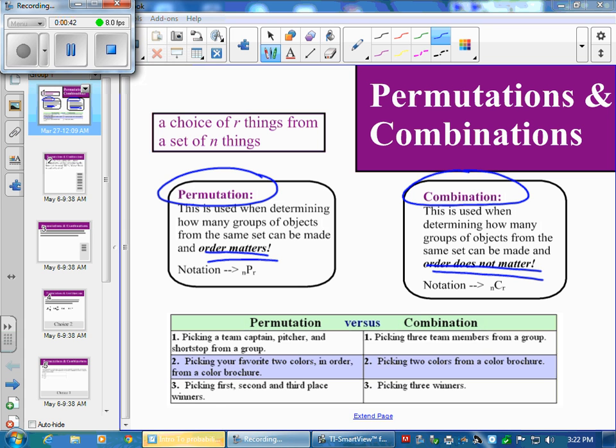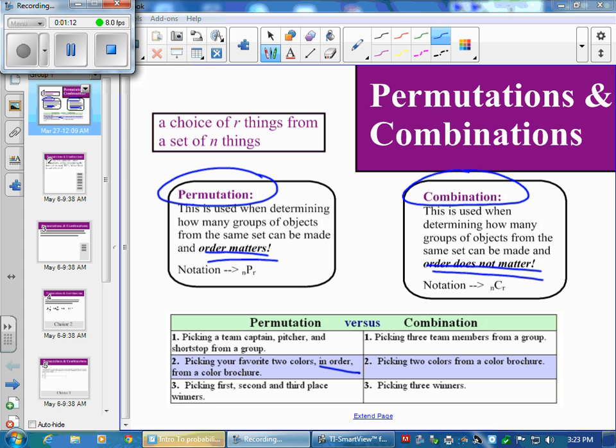If we're talking about a permutation, this would be picking a team. If you're picking, let's say, a captain, a pitcher, and a shortstop from a group of your entire team, that would mean order matters. It matters if you're in the captain position, the pitcher position, or the shortstop position. If you're picking your favorite two colors, but you're saying one is your first favorite color, one is your second favorite color in that order, that would be a permutation. Or first, second, and third place winners, again, order matters if you're first place, second place, or third place.